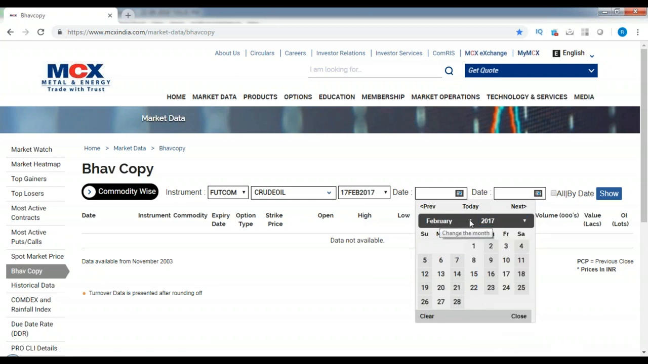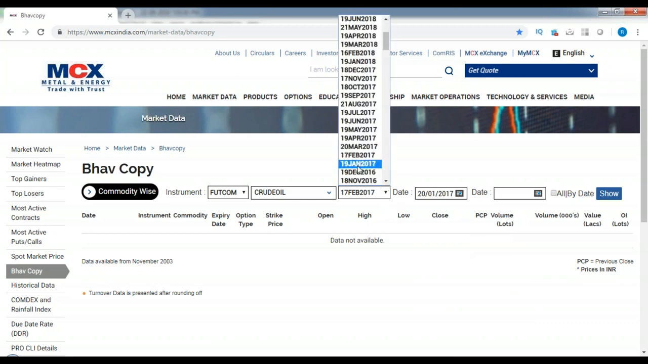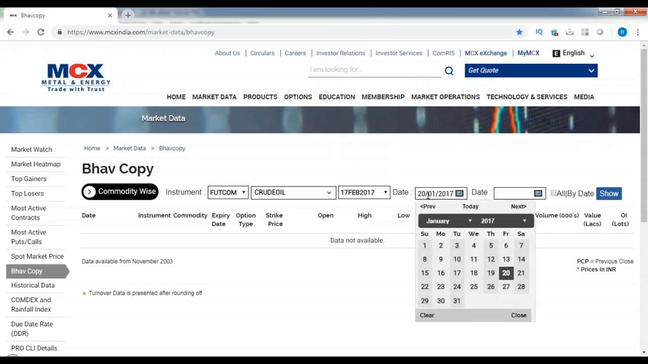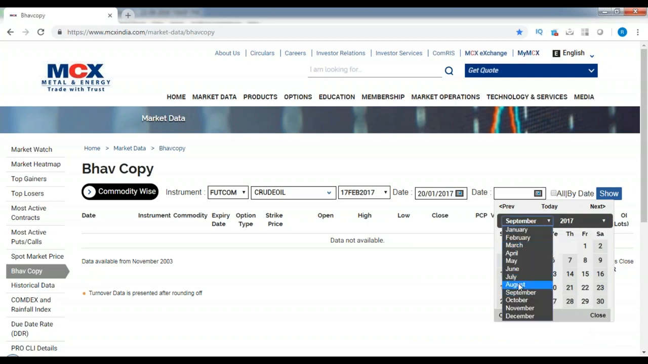What was the date with January? 19th of January, right? Prior to February, it was a 19th January contract, so it expired on 19th. So I'm picking up the data from 20th January 2017 till the end of February, till the last day of February. Okay, so we'll try to spot something in this.